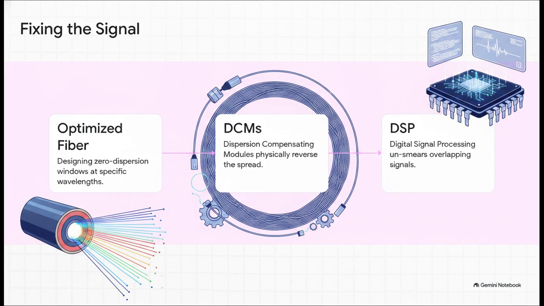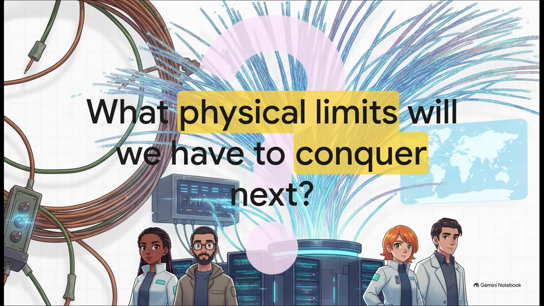First, they actually manufacture dispersion-optimized fiber. This means they physically tune the glass to have what they call zero dispersion windows at very specific wavelengths. Second, they insert physical dispersion compensating modules into the network. These are quite literally spools of special, backwards-acting fiber designed to perfectly reverse the spread and tighten that pulse back up. And third, in modern cutting-edge systems, they use incredibly advanced digital signal processing, or DSP, algorithms right inside the receiver to digitally unsmear those overlapping signals in real time. It's basically digital magic.